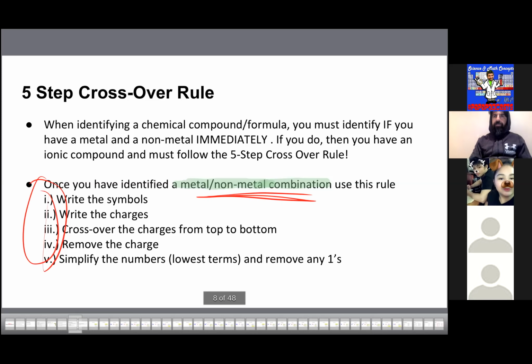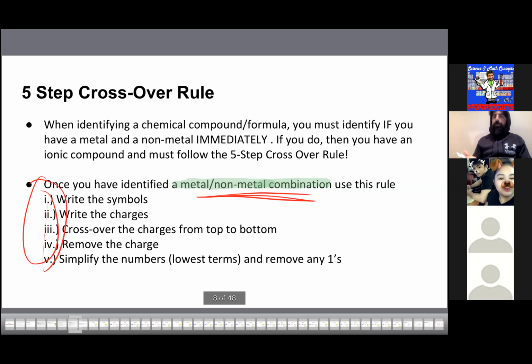Remember that this 5-step crossover rule is something that I've put together to help students water down, step by step, how you get to the final formula. It's as simple as step 1, write the symbol. Step 2, write the charge. That charge is the oxidation number that we were just talking about. Then cross over the charges from top to bottom.